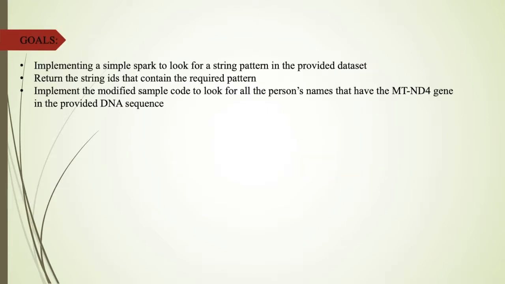The goal of this project is implementing a simple Spark program to look for a string pattern in the provided dataset and return the string IDs that contain the required pattern. In the second part of this project, we modify the sample code that is given to us to look for all the persons' names that have the empty ND4 gene in the provided data sequence.